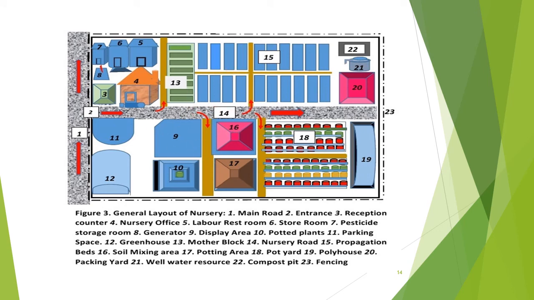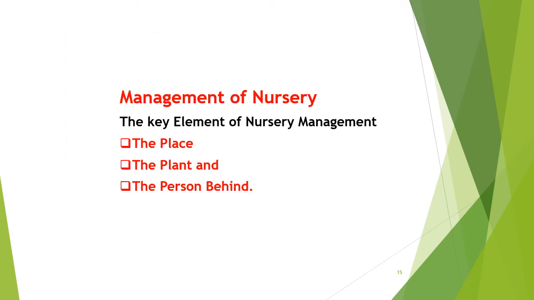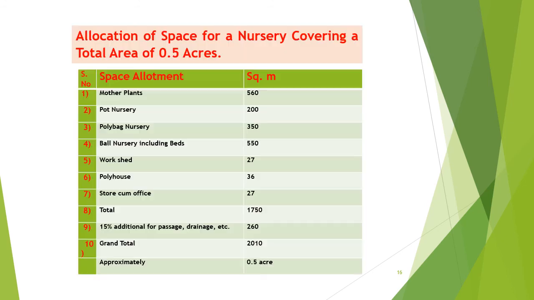I'll just give you one example of how you will manage the nursery. See, there are three things which are important, the key elements of nursery management: the place, which we have already discussed, the plant, which will be your choice, depending upon the market demand, and the person behind. The person behind is the one who has a passion for the plants and who is knowledgeable, has an eye on the market, and has a good knowledge of market management.